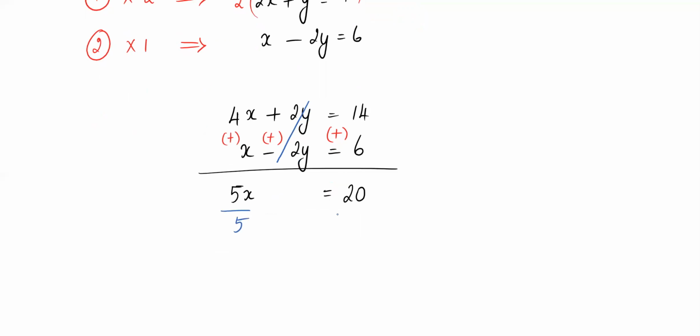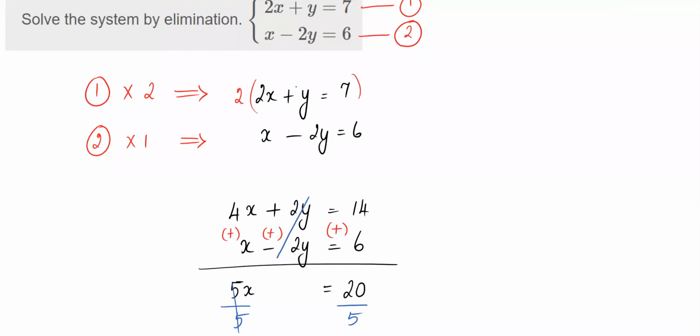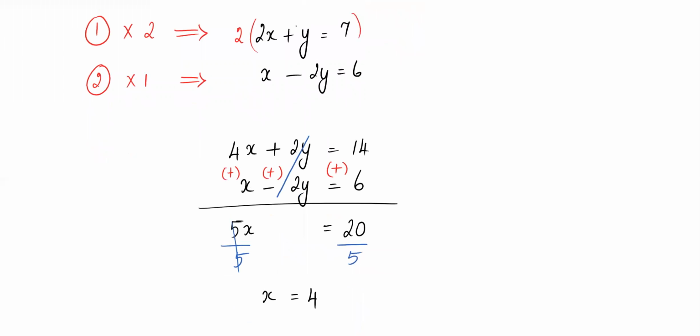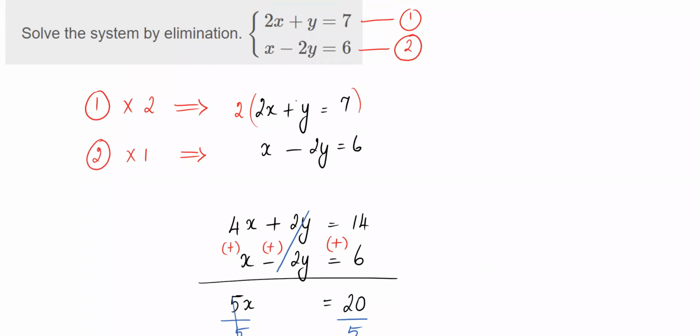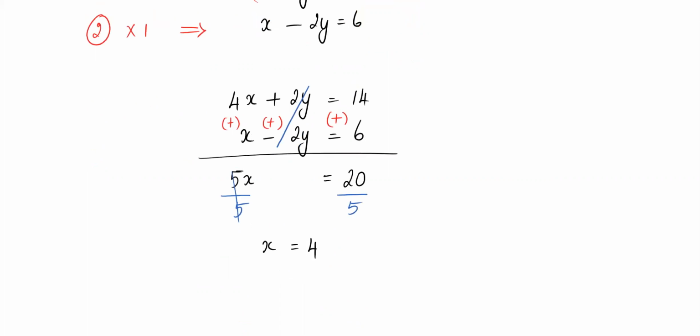Divide by 5 on both sides. You get x equals 4. Once we get this, we can go back to the original equation, any one of the original equations, plug in for x and find y. Once again, I find equation 1 to be more suitable because y does not have any variables. So if I simply subtracted the 2x on both sides, I get the answer.